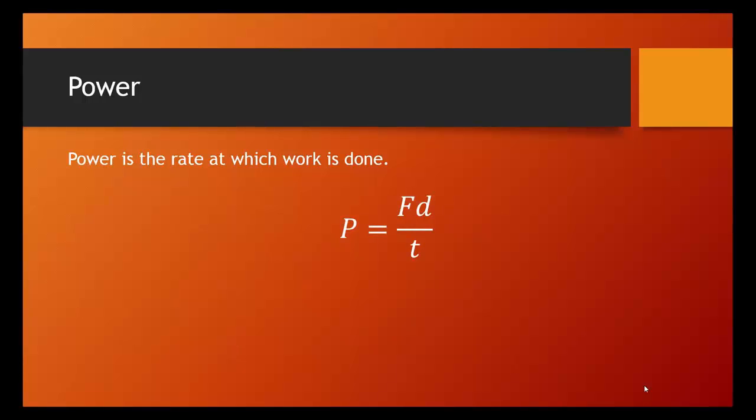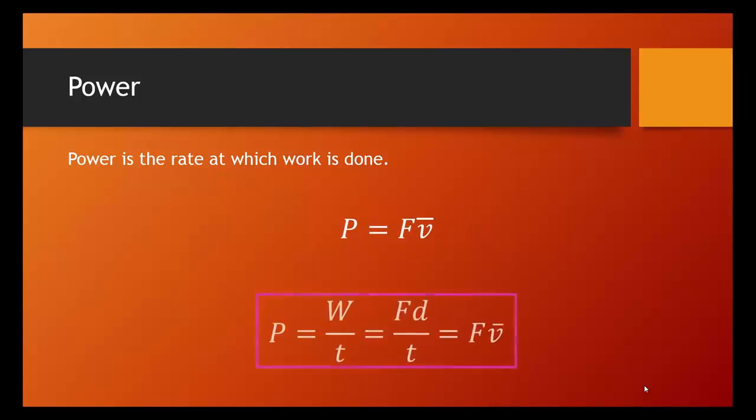And if you think way back to the beginning of September, we know that d over t is the equation for average velocity. So we could replace d over t in the equation with v bar, which would give us power equals force times average velocity. And so we can put all of these together. That's what you should write down. Power can be work over time, it can be force times displacement over time, or it can be force times average velocity. Let's take a look at an example of a power problem.